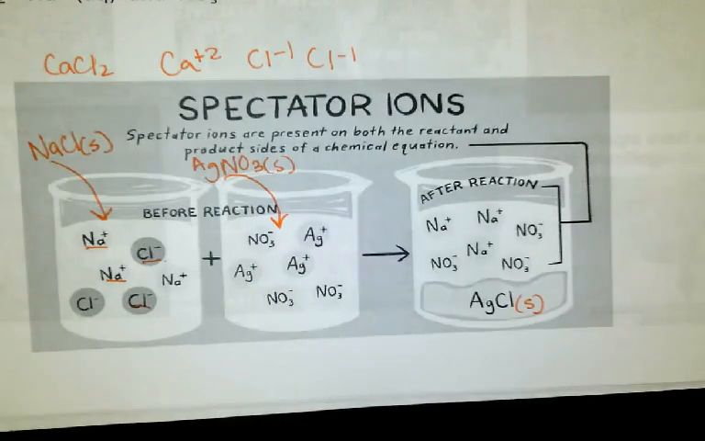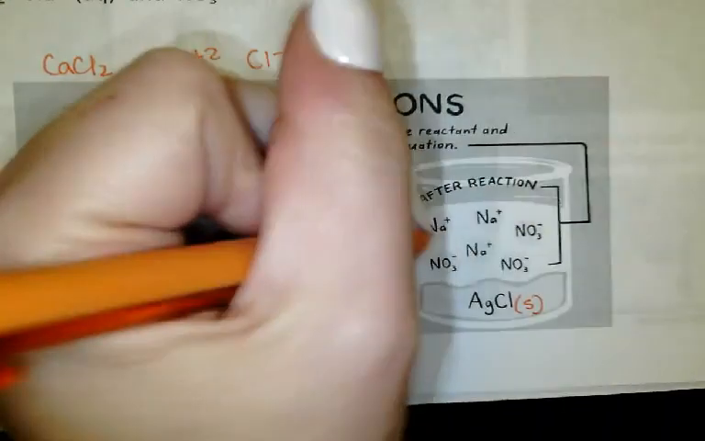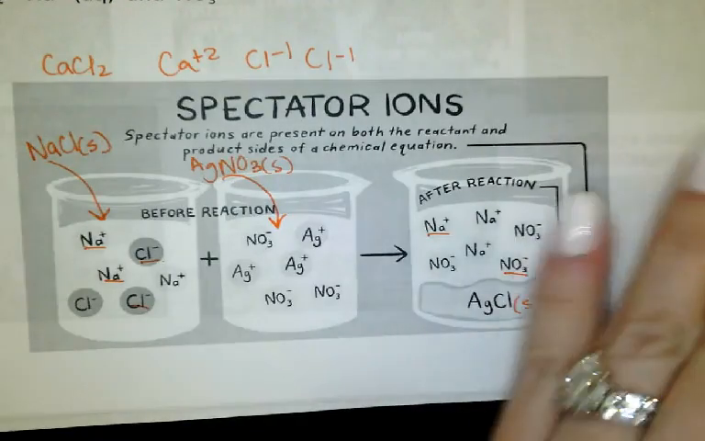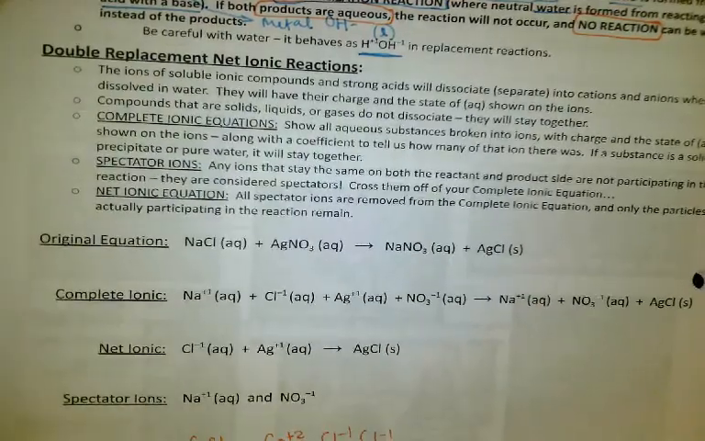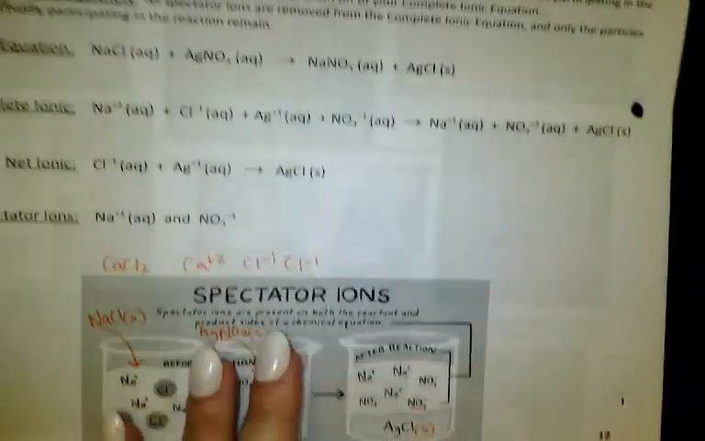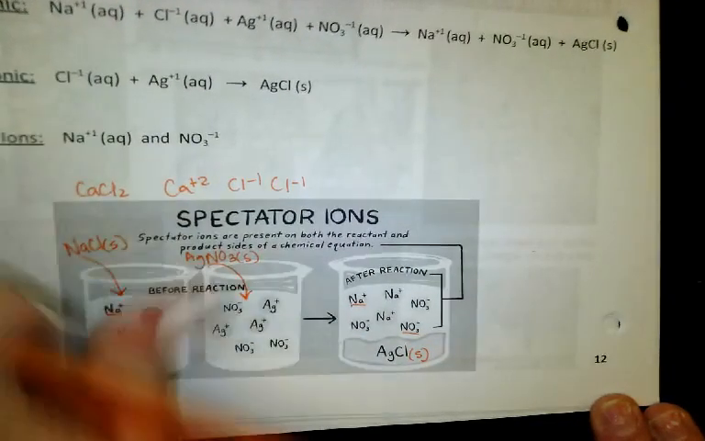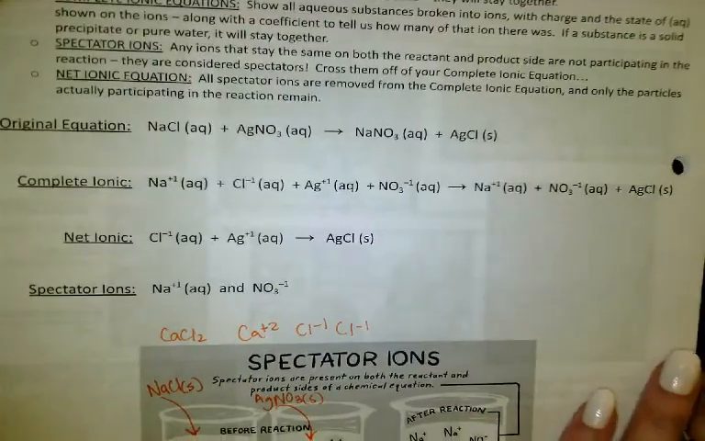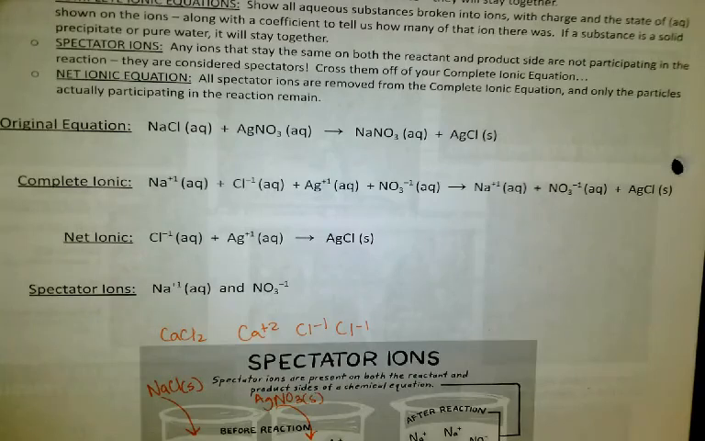It kind of represents it sitting at the bottom like sand. But sodium and nitrate are still there. They're just floating around because sodium nitrate is soluble in water. Okay? Now, what complete and net ionic equations do is they give us an idea of what's going on here, but it is written in formula form. Okay, so here we have our original equation.